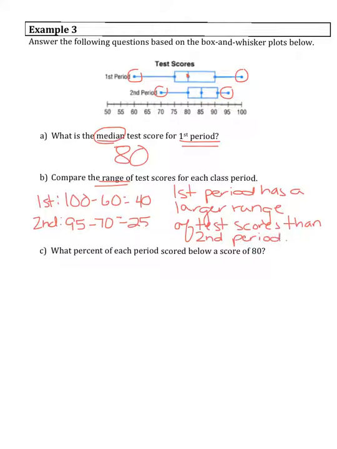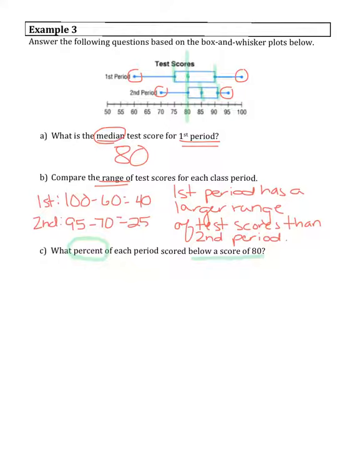Good, last question here. What percent of each period scored below a score of 80%? This question connects back to those quartiles that I was talking about. So what percent is below 80? So look, here is 80 for both periods. What percent of each class is below 80%? Remember that the quartiles break the data up into quarters, or 25%. So take a look. There's where the quartiles are. I just highlighted them in green on the chart.